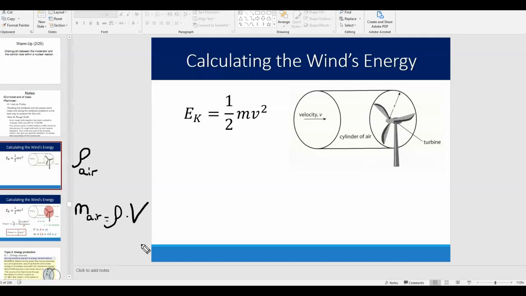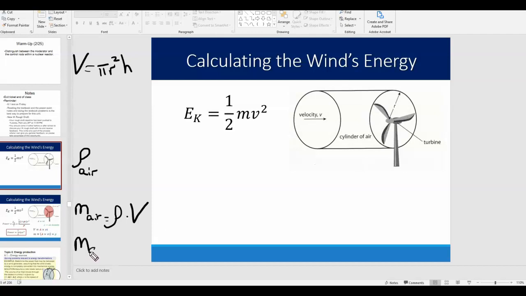All right, stick with me. So this V is not speed, this V is volume. Now notice as the wind goes through the turbine, what we have here is basically a cylinder. And so when we talk about V, the volume of air, we're basically talking about the volume of the cylinder. And the volume of a cylinder is pi r squared times h, where h is the height of the cylinder.